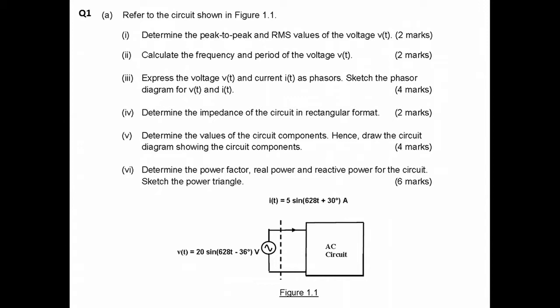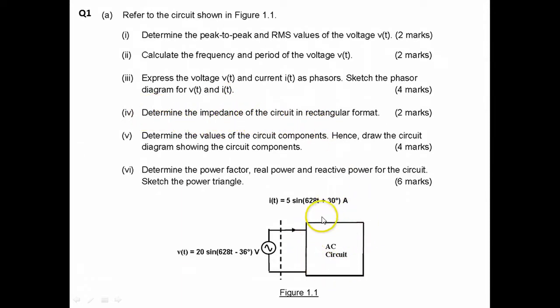Part A, section 1 wants to determine the peak-to-peak and RMS values of the voltage waveform V(t), and part 2 wants us to calculate the frequency and the period of this waveform. Part 3 wants us to express the input voltage V(t) and the current I(t) as phasors, and we need to sketch the phasor diagram. Part 4 wants us to determine the impedance of the circuit.